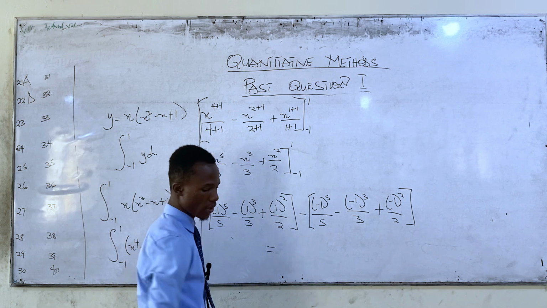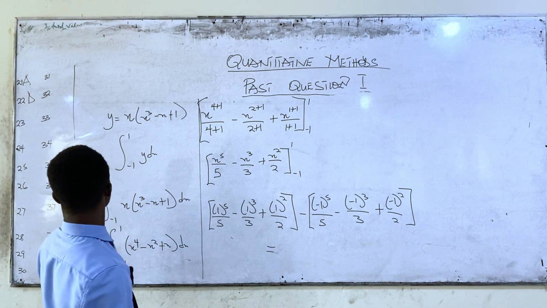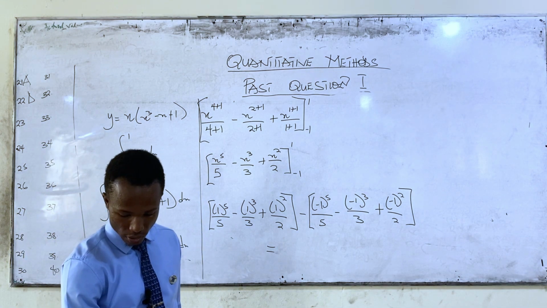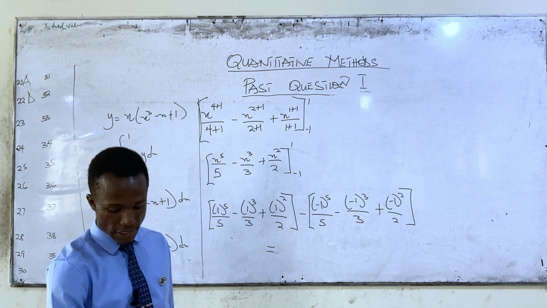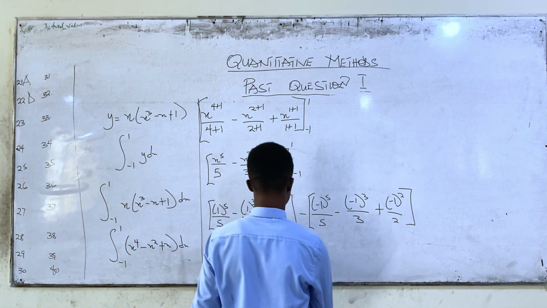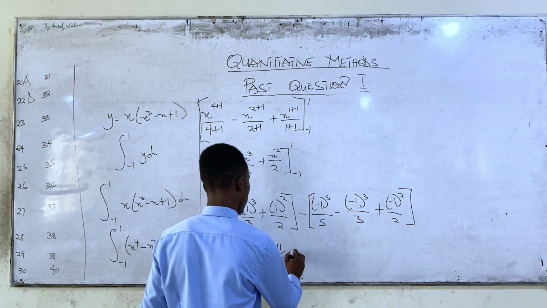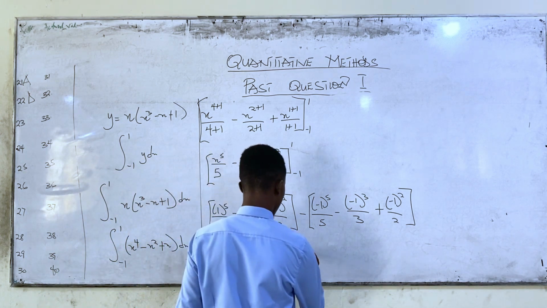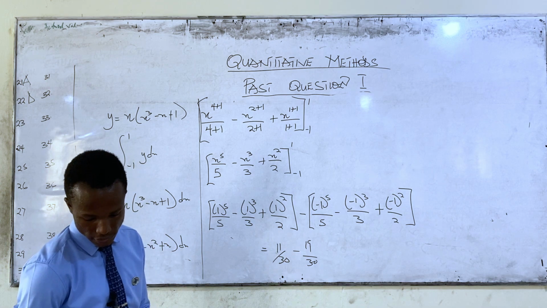Then you punch everything. So when you punch everything on the calculator for question 23, you are going to get 11 on 30 minus 19 on 30. Is that right?